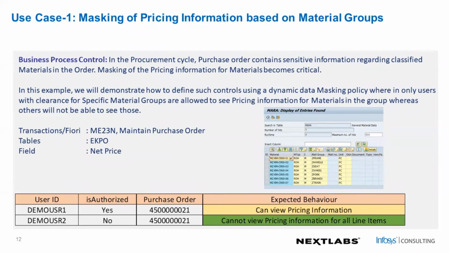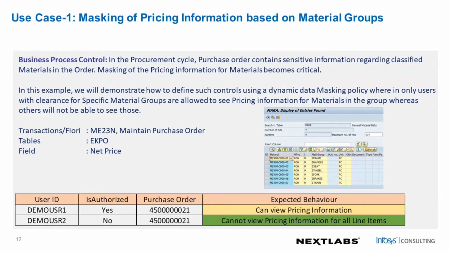In this scenario, I have taken the example of a purchase order that contains these materials that you see in the description here, and they have different material groups in the material master. Demo user 1 and 2 are going to be accessing the same purchase order, and you can see how the pricing information is different when they try to access the system.